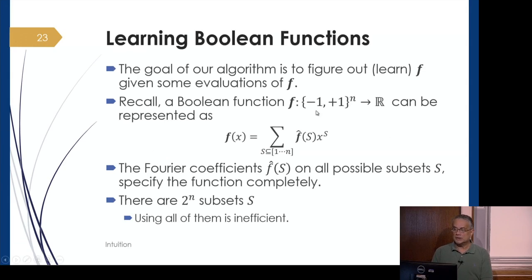So given a function f, informally our goal is to figure out, which is to learn, f given some evaluations of f, which means you can give inputs to f and look at the outputs. Clearly, if I give f all of its inputs, that would imply I have learned f fully. That's too expensive, as we will see, because there are 2 to the n elements that you'll have to try, and that's expensive, as we know.